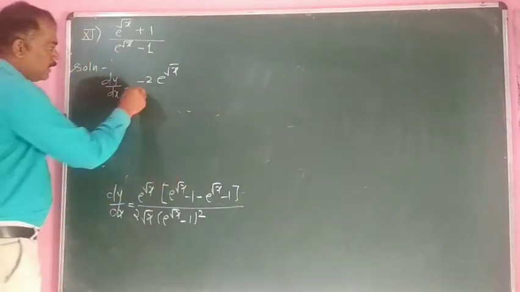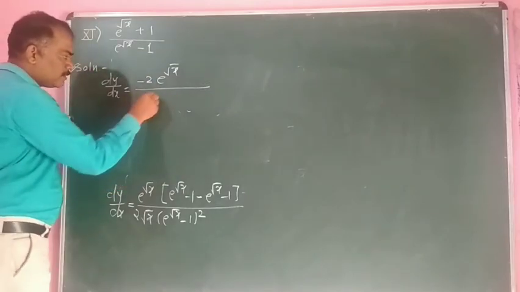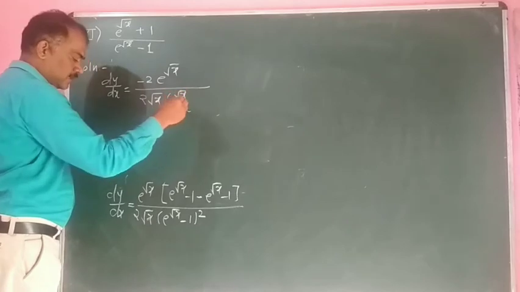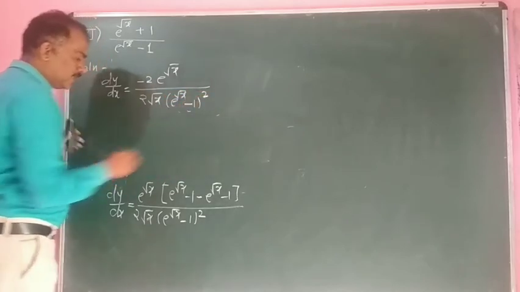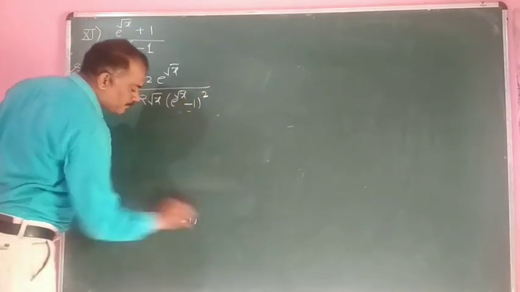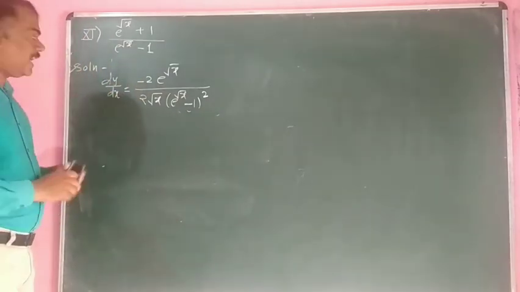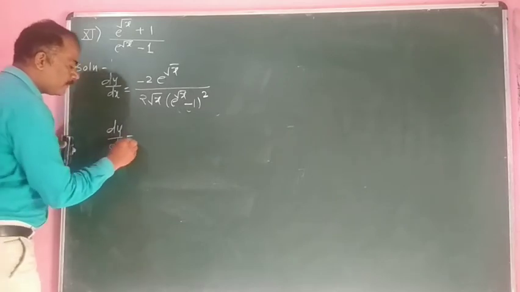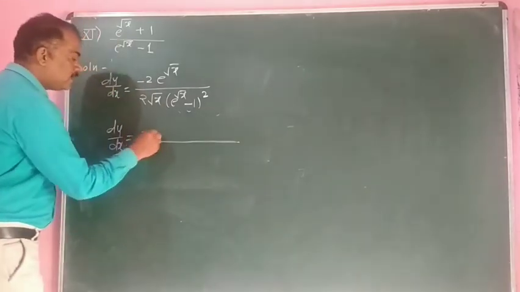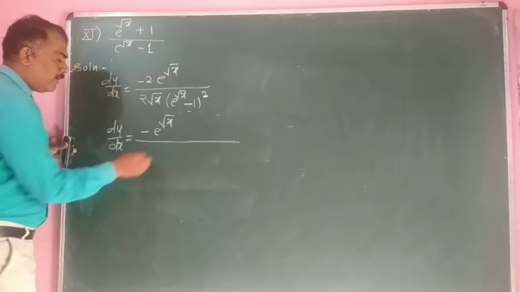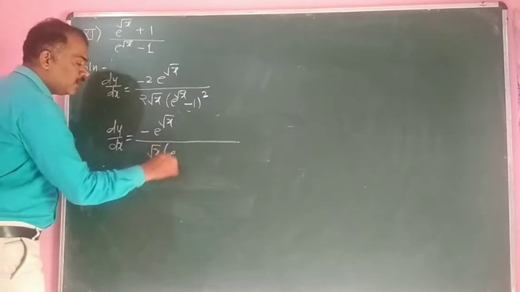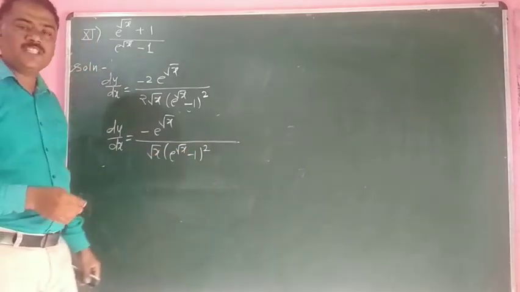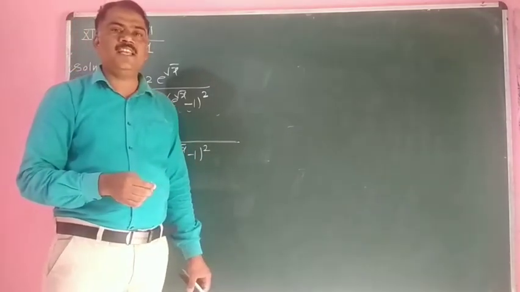divided by 2 times root x into e raised to root x minus 1 bracket square. These two get cancelled, that is dy by dx is equal to minus e raised to root x divided by root x into e raised to root x minus 1 bracket square, which is the required answer. We have to discuss the next example.